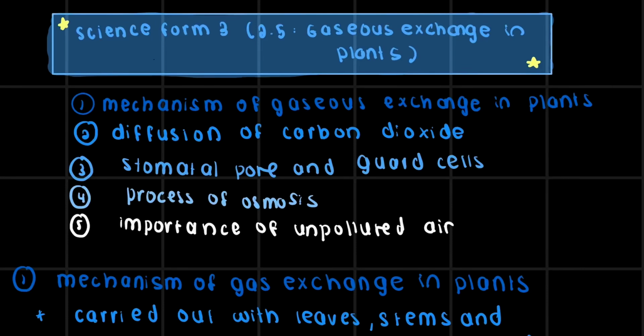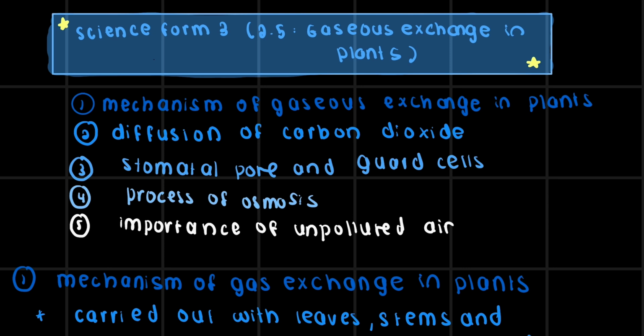Hi everyone. Today I'll be explaining Science Form 3 2.5 Gaseous Exchange in Plants. Just like humans and animals, plants also have their own gaseous exchange processes with their respective respiratory systems. In this subtopic, you will learn the mechanism of gaseous exchange in plants. That is, when does the gaseous exchange happen, how does it happen, and why does it happen at that time.